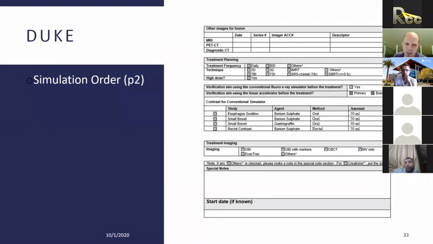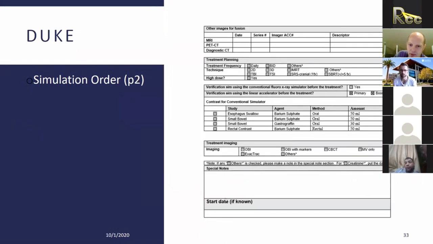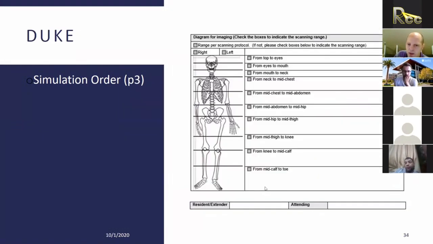This is the next page, for the simulation order. This is for any images coming from outside institutions, information for importing that, the treatment frequency, the technique that's being planned. This is for our conventional simulator. We have most of our contrast information up here, and then space for any other special notes. And finally, a scanning range. So we have the range here and they will select this.